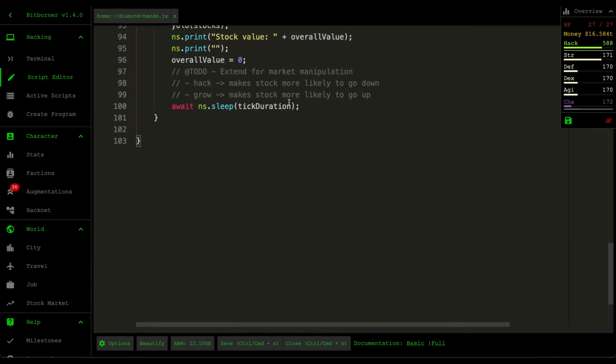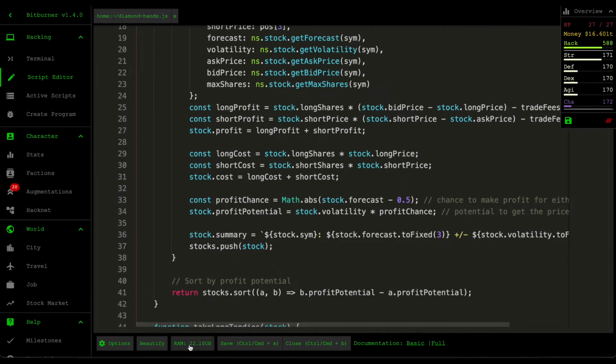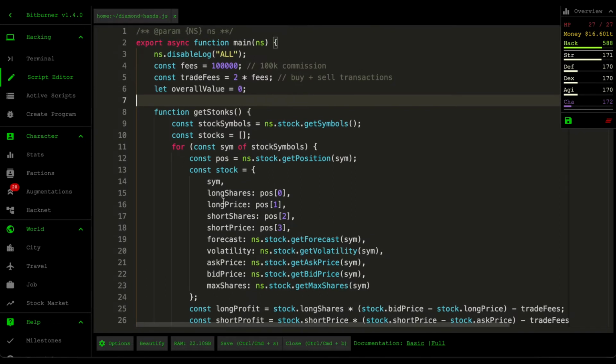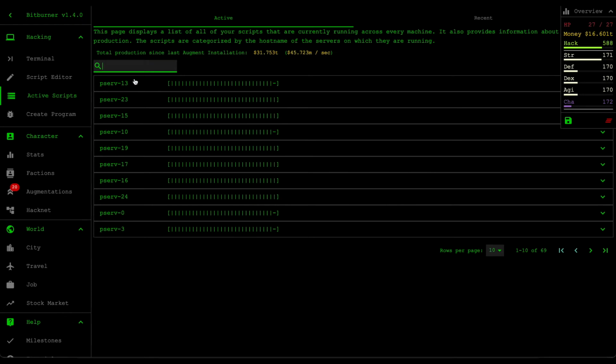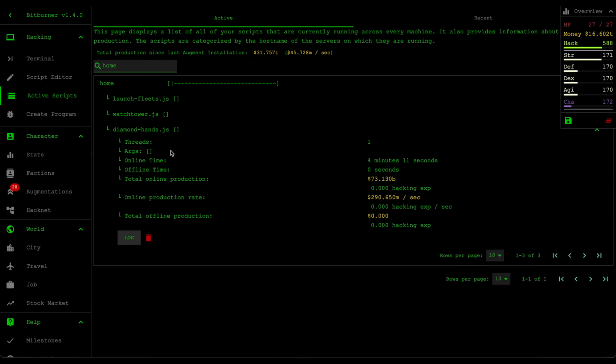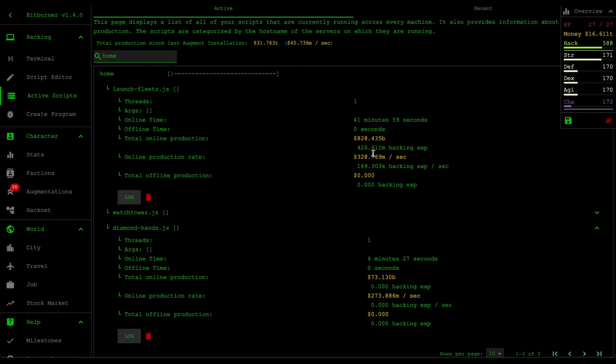It was a lot simpler than I had anticipated, and it's also 22 gigabytes big. So if you don't have enough memory capacity to support that script, make sure that you upgrade your home server. I also started running it, and if we go to our home, we can see that this diamond script is already running and producing us some income. Obviously, it's still a beginner script, so we're not producing that much yet, but as you can see here, it's somewhat close to our launch fleet script.